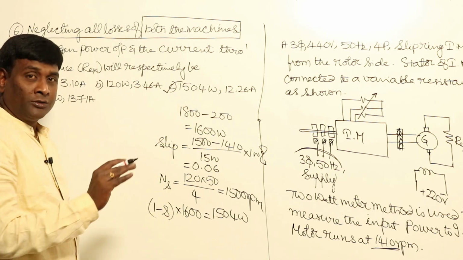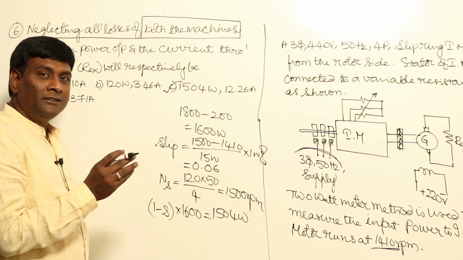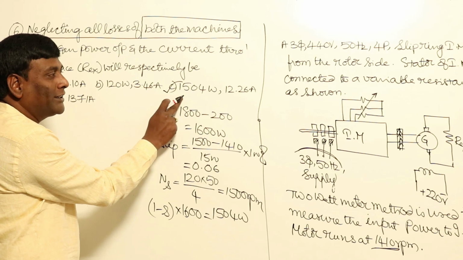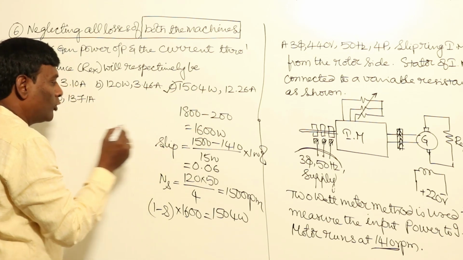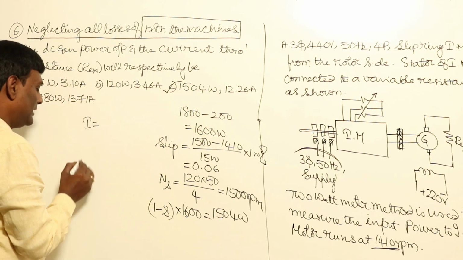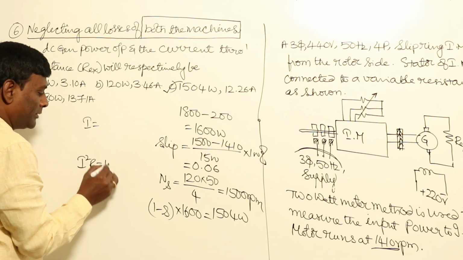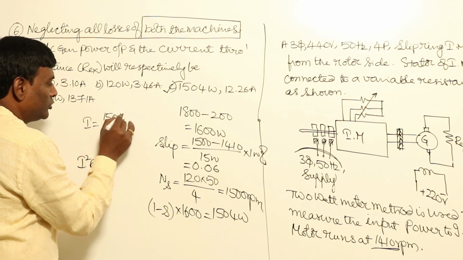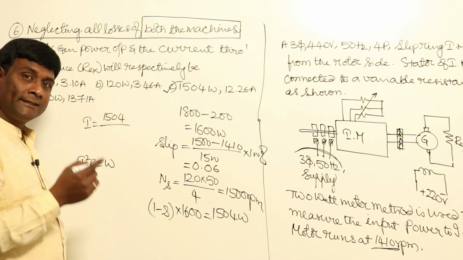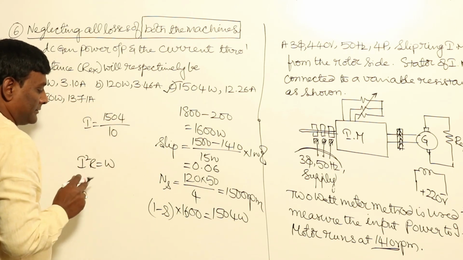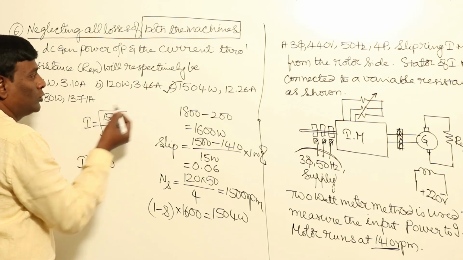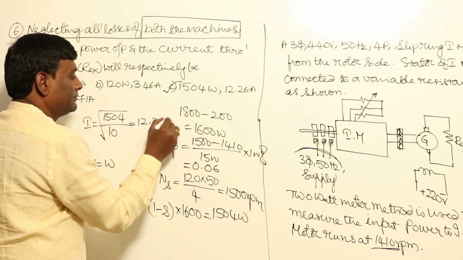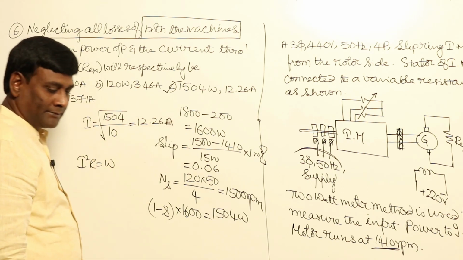Now I will show, just wait, why I said they have given the question very intelligently. If 1504 watt is being consumed by the resistance, how much should be the current in the resistance? Basically, I squared R equals power. So I is going to be the square root of 1504 consumed by the external resistance divided by 10, which is 12.26 amperes. So option C should be right.